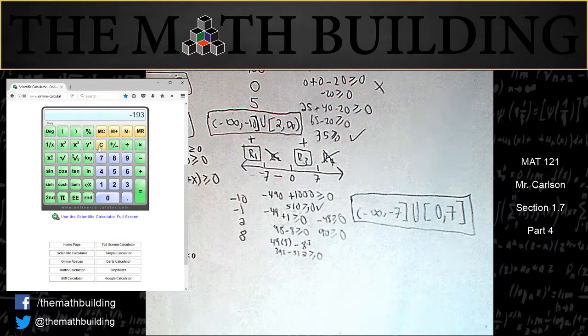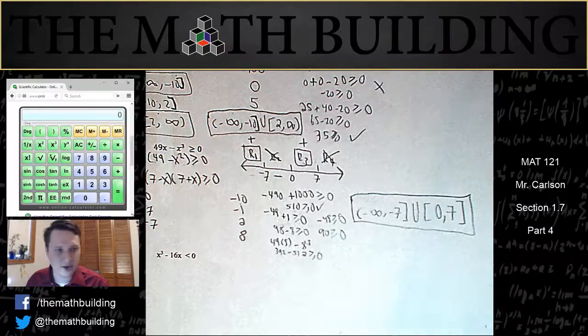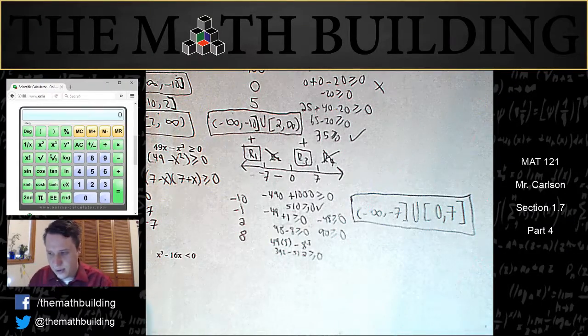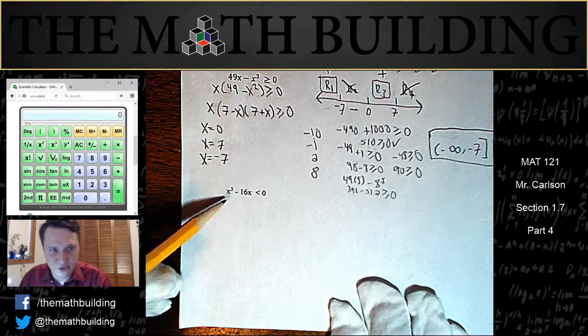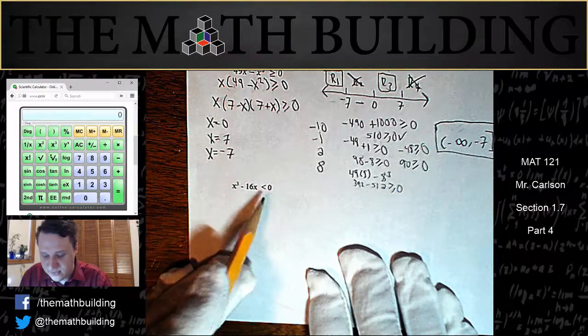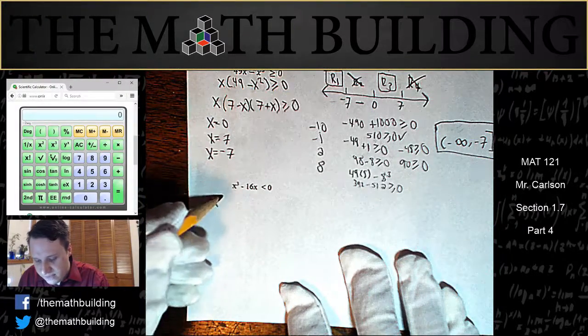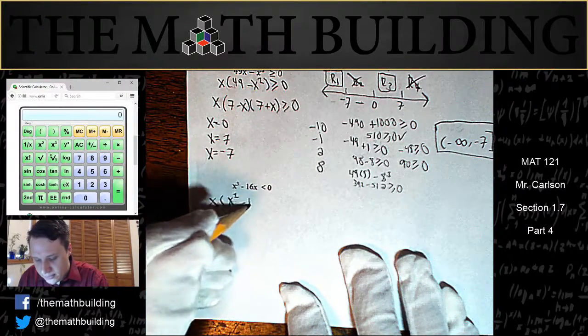Okay, very good. Let's shrink my calculator. And let's go back to this last problem, which is x to the third minus 16x is less than 0. So if I factor off the x again, I get x squared minus 16.